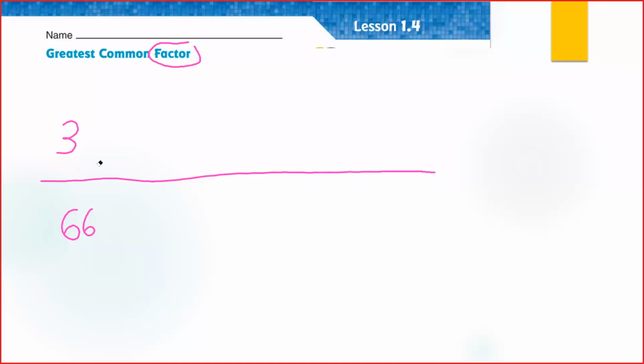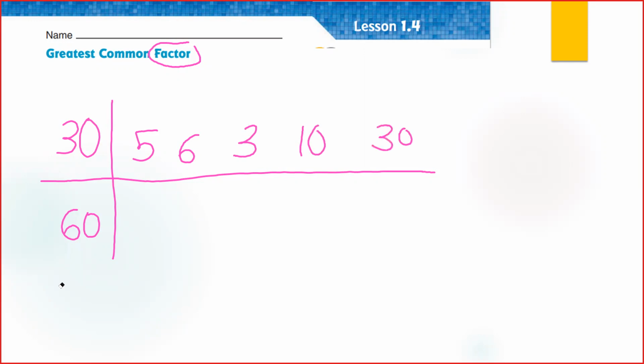Let's take another example. Let's take 30 and 60. What are the factors that when you multiply them, you get 30? 5 and 6. 3 and 10. 30 and 1. Who else? Who can give me? Bravo. 2 and 15. These are the factors of 30.